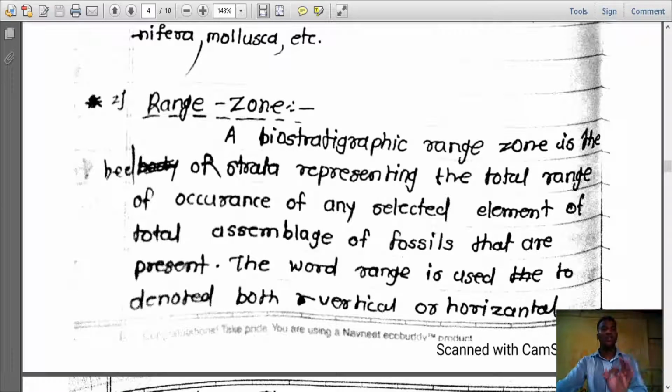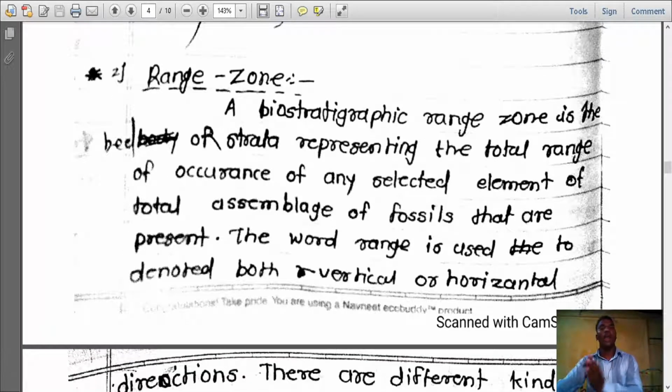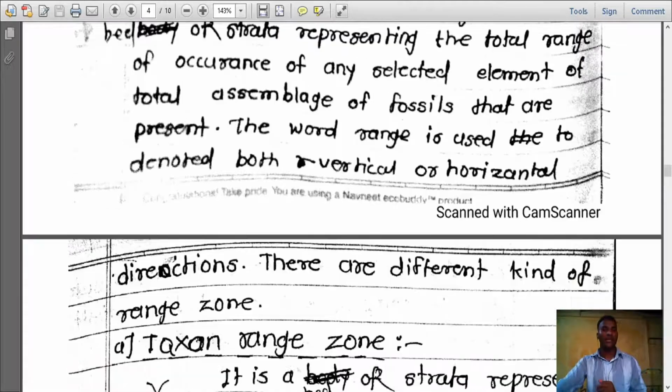Then the second one is range zone. A biostratigraphic range zone is the bed or strata representing the total range of occurrence of any selected element. The range of a particular species or fossil, where it starts and where it ends, is considered in this zone. The word range is used to denote both vertical and horizontal direction. There are different kinds of range zone.